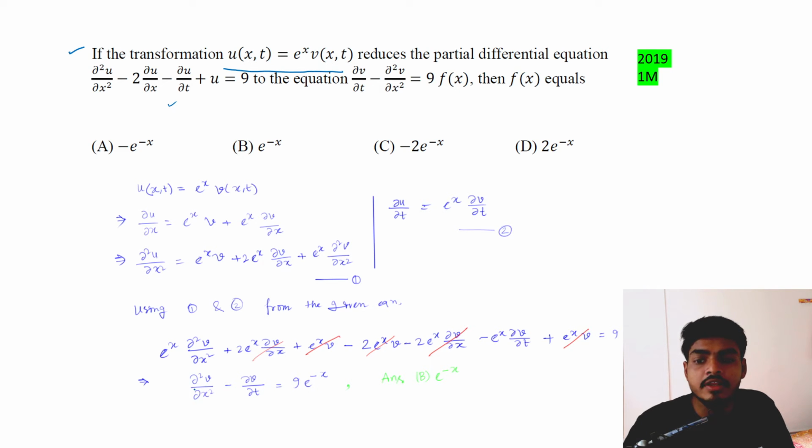If you put that and rearrange, you will simply get d²u/dx² minus dv/dt is equal to 9 into e to the power minus x, just like this form. So they have asked you what is the function f(x), 9 into function of x. If you compare with this equation, you will simply get f(x) is equal to e to the power minus x. Okay, so your answer would be what? B, e to the power minus x.